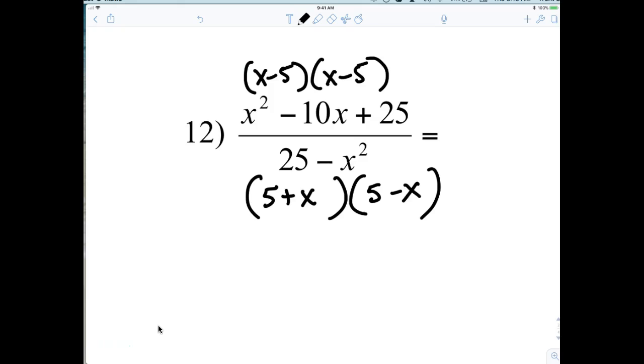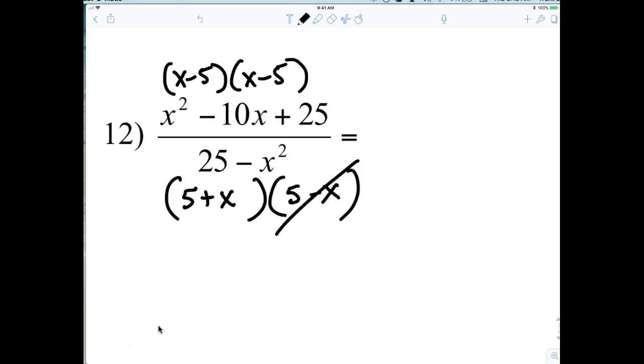Everybody agree what I'm saying? X squared minus 25 is not the same as 25 minus x squared. Right? So now, which ones can I cancel? And that reduces to a negative 1. That reduces to a negative 1.